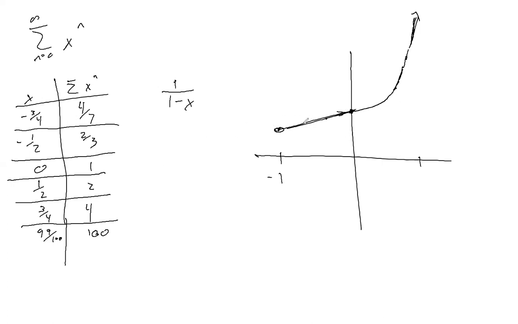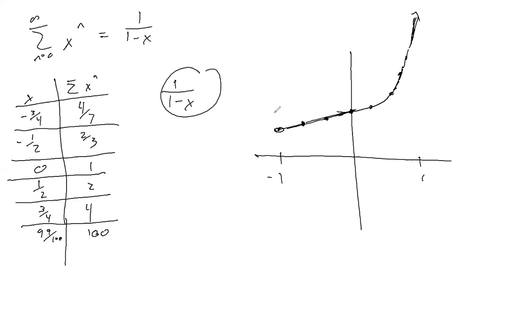Okay, and what have I done? I've basically plotted some points and then connected them. And it turns out if I graph the points of this and connect them, I'm going to end up with just this function. So when this series converges on -1 to 1, it converges to these values. So on this interval, this series is completely equal to 1 over 1 minus x.